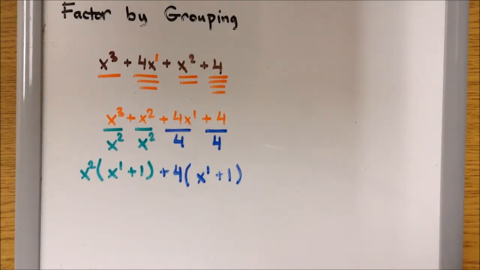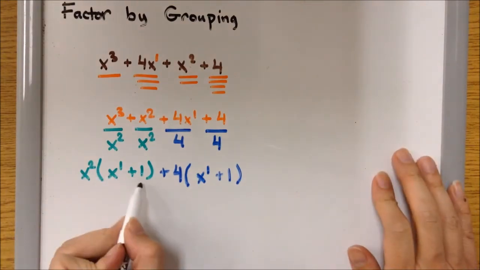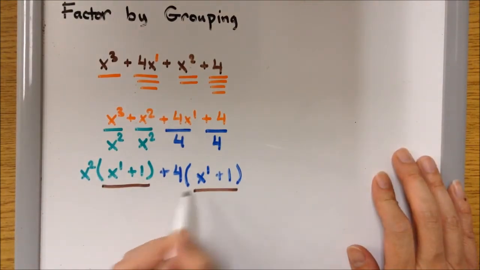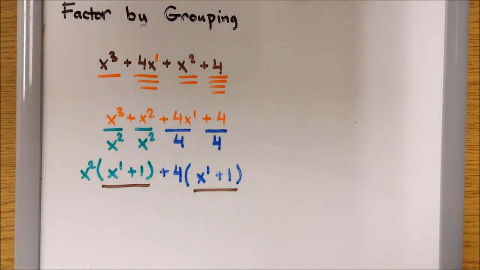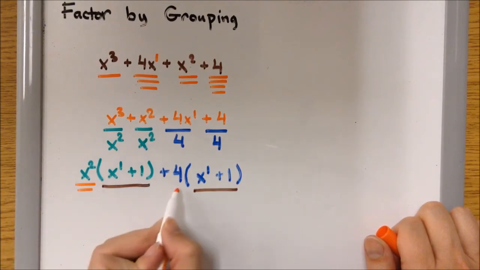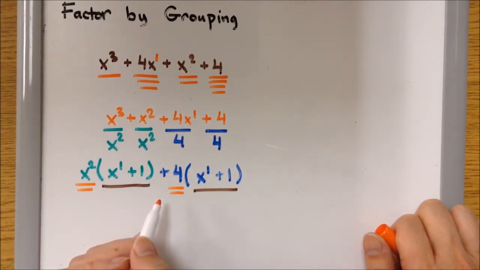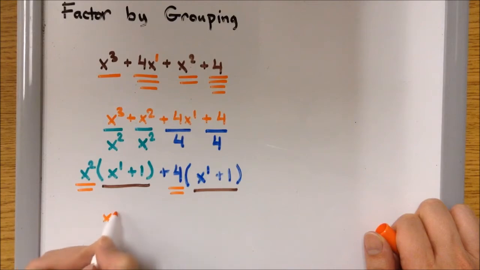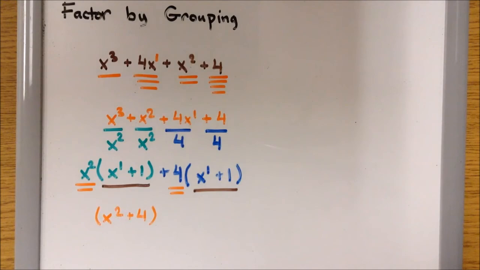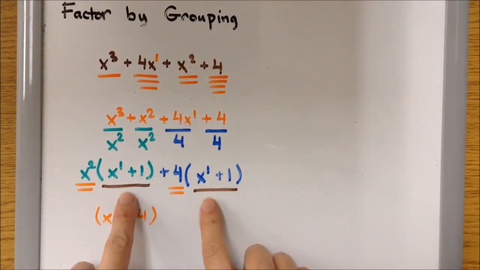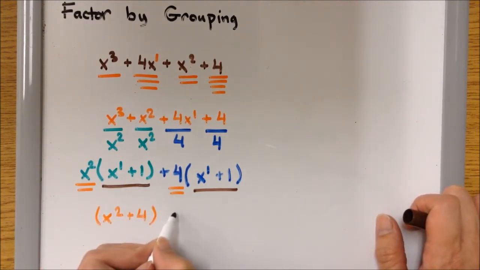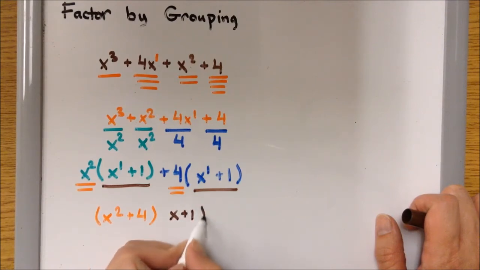Taking a look at what's inside the parenthesis, you notice how it's exactly the same term. So if it's exactly the same term, then the ones outside the parenthesis can be grouped as one factor. So I'm going to write x squared plus 4 in parenthesis. And then the ones that were previously in the parenthesis, exactly the same term, I'm going to write as x plus 1.